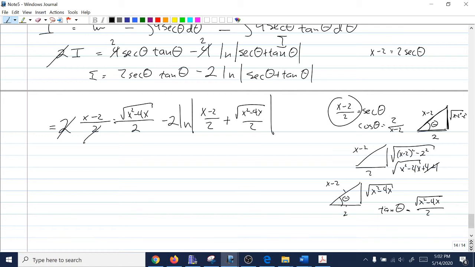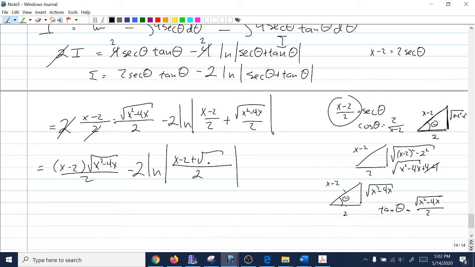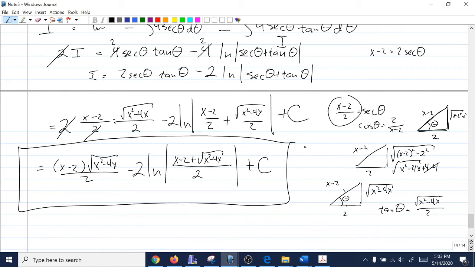I guess this cancels. I get x minus 2 root x squared minus 4x all over 2 minus 2 natural log absolute value. I guess I'll combine that into a single fraction: x minus 2 plus root x squared minus 4x. Man, what's a constant? When you move the integral to the other side, you usually don't end up with the plus C unless you remember to add it back. Boy, that's rough.